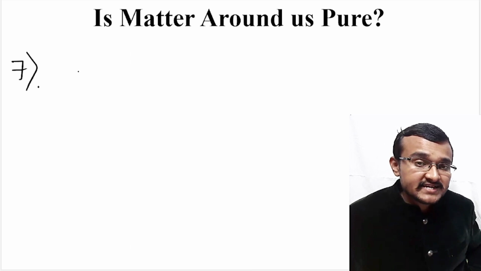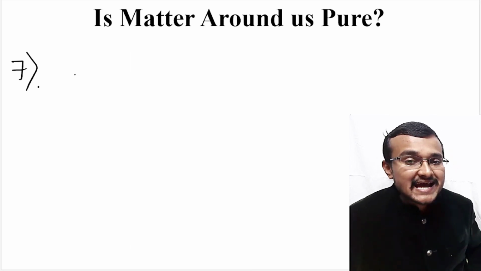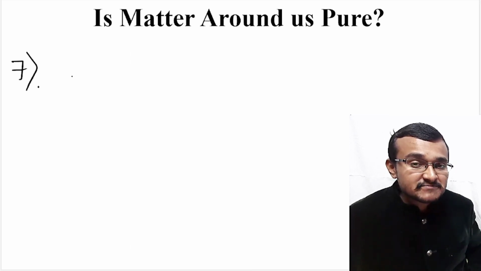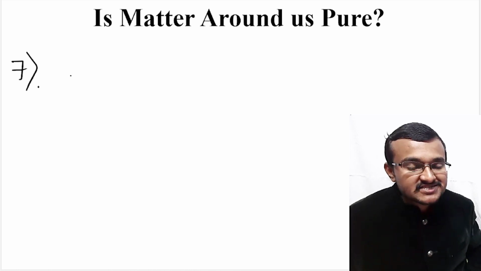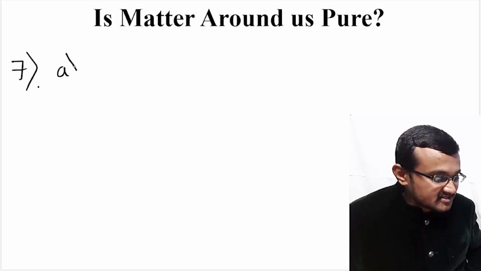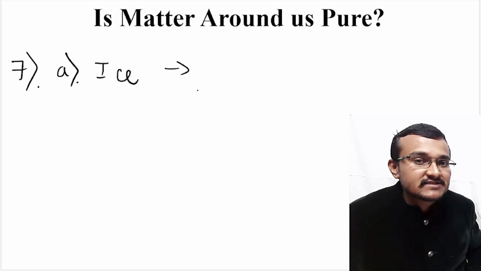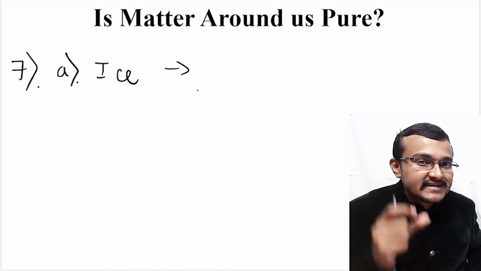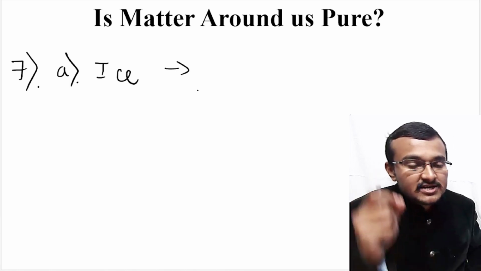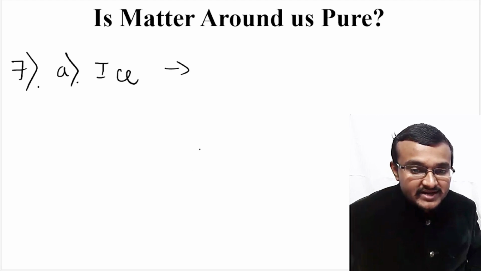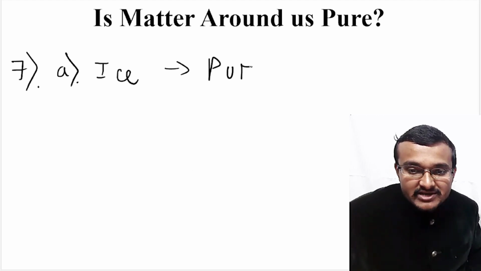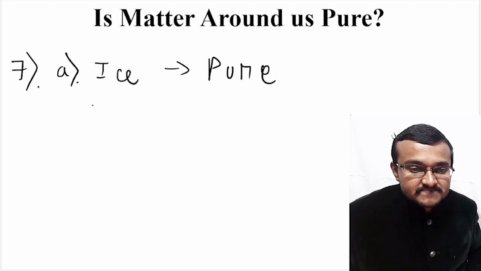Coming to the seventh question, here they have given certain substances. You should identify whether the substances given in this question are pure substances or not. The first substance which they have given is ice. Even though it is in the solid state, it contains H2O molecules. Only water molecules will be there in this ice. Hence ice can be known as a pure substance.